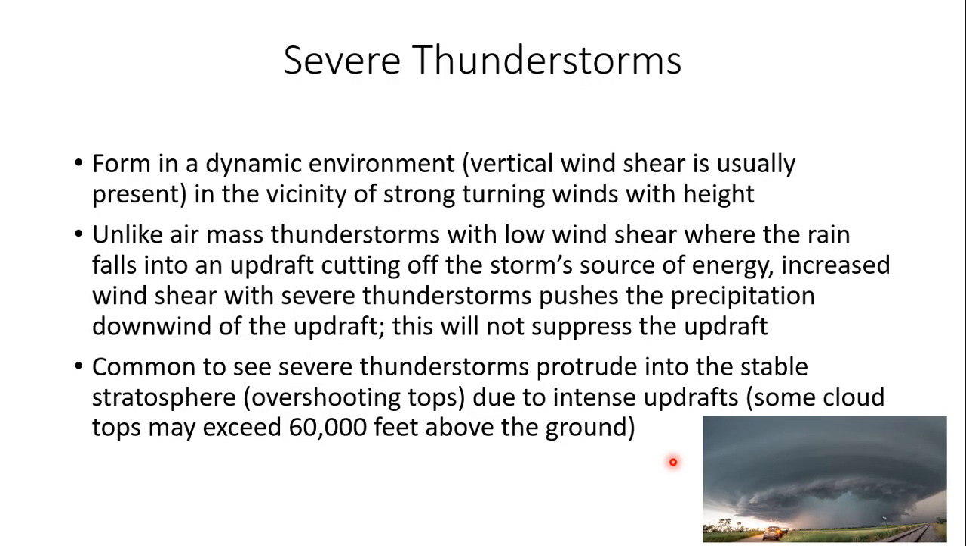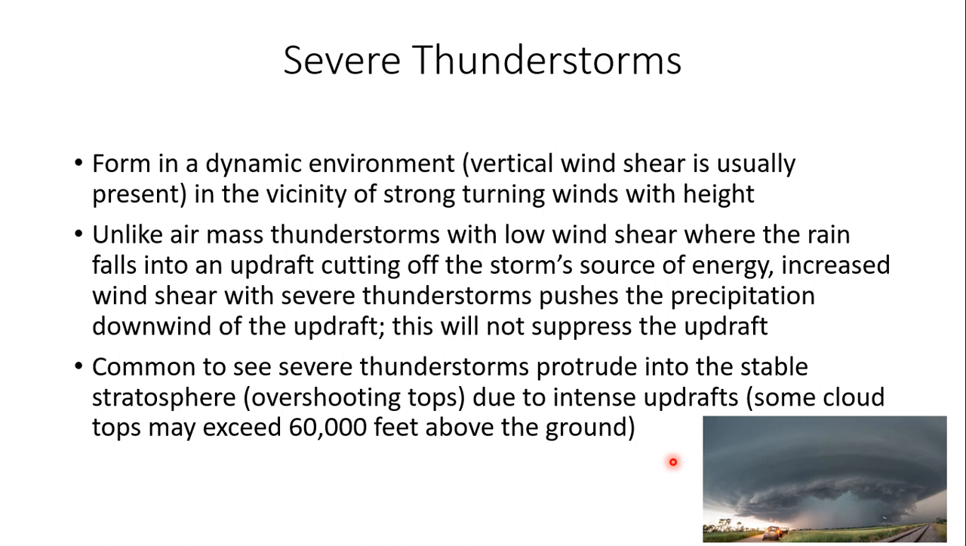All right, so now let's talk about severe thunderstorms. Now these are the ones that get the most attention, and rightfully so, because they can do damage. They can result in tornadoes that are on the ground for longer periods of time. Severe thunderstorms tend to form in a more dynamic environment. So air mass thunderstorms do not have the wind shear. Vertical wind shear is usually present in severe thunderstorms.